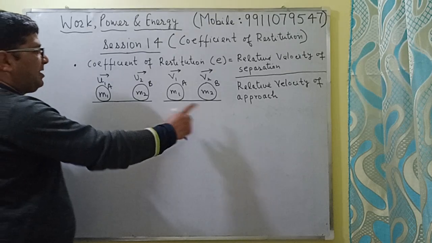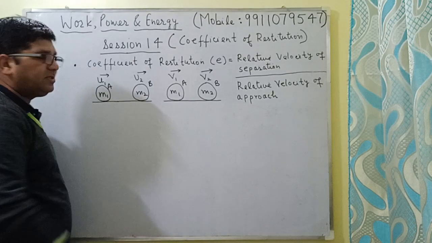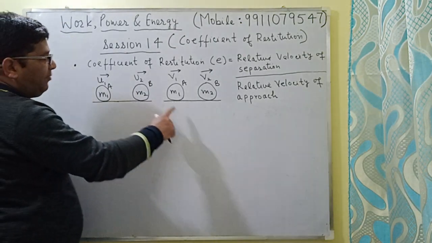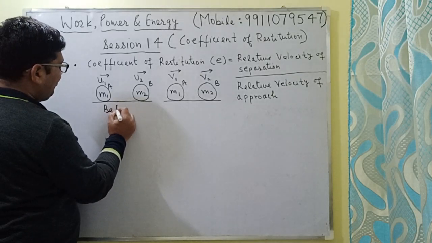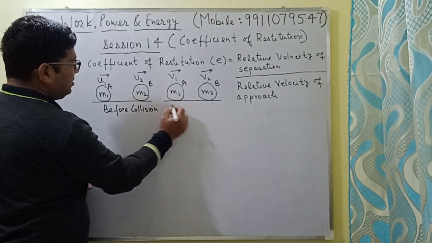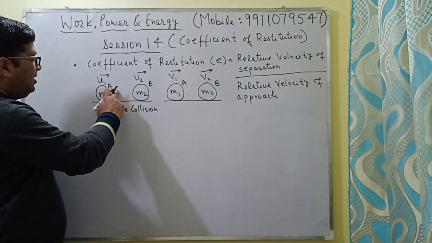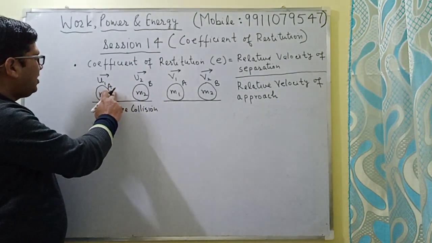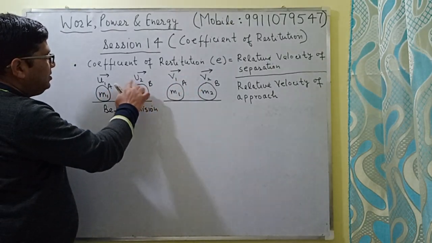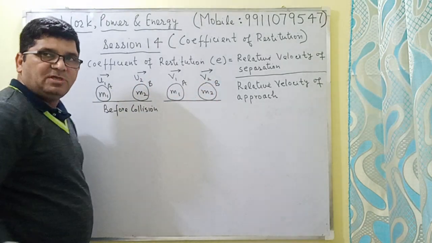Now here, in order to explain it, I have made a very simple diagram in which I have taken two bodies which are moving with different velocity before collision, and after the collision their velocity becomes v1 and v2 respectively. That is, u1 is the velocity of this body A before collision, and after the collision its velocity becomes v1, and u2 is the velocity of this body B, which becomes v2 after collision.